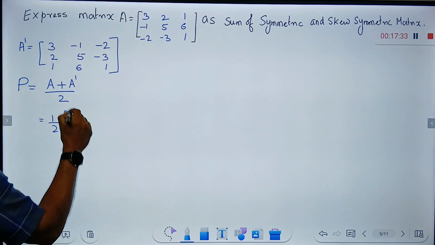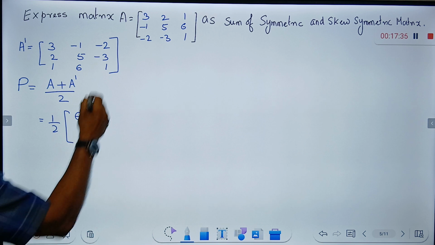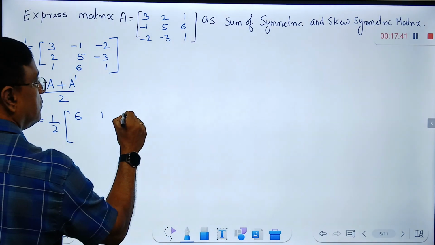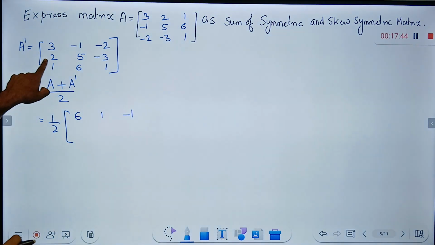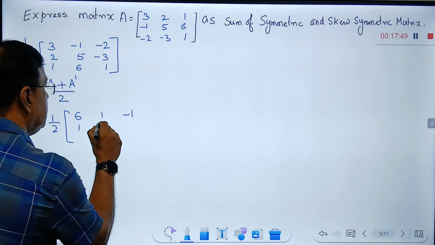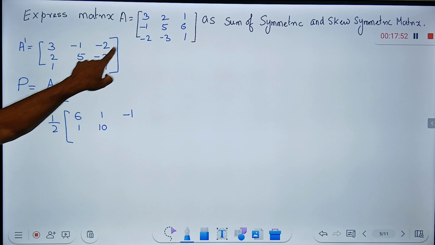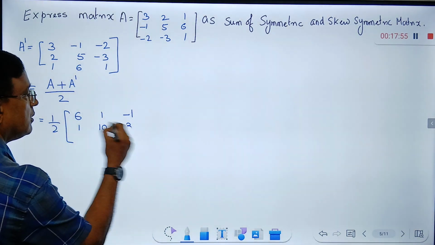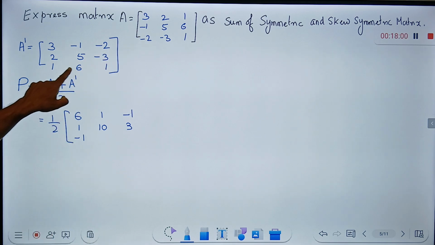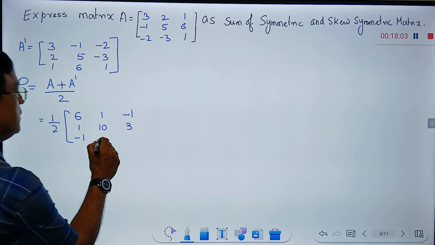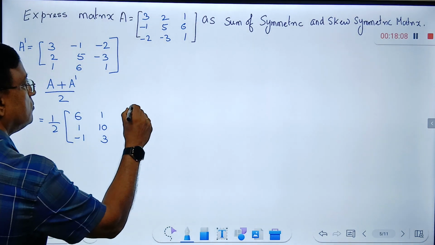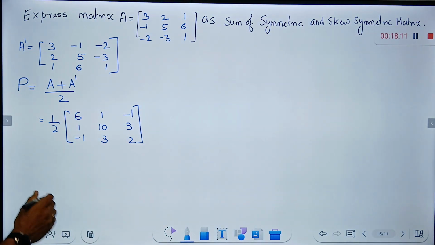What is 3 plus 3? 6. Addition of matrix. 2 minus 1, 1. 1 minus 2, minus 1. Correct? 2 minus 1, 1. 5 plus 5, 10. I'm just adding. Okay? Minus 3, 6, 3. 1 minus 2, minus 1. 6 minus 3, 3. 1 plus 1, 2. Just normal addition.